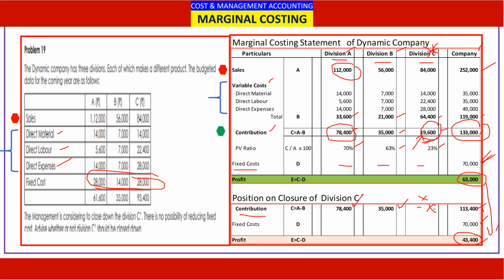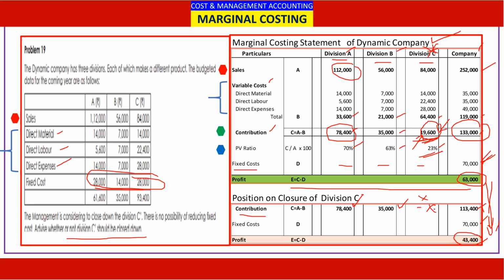Is it worth closing? You are better off continuing what you are doing today. If you close, your profit will come down because division C may be doing a lower contribution, but it is contributing towards profit and fixed costs to the extent of almost 20,000. And the company, whether or not division C should be closed, division C should be continued to be kept open. It cannot be closed because if you close, you will lose its contribution. To that extent, your profitability will come down and the decision is not favored.